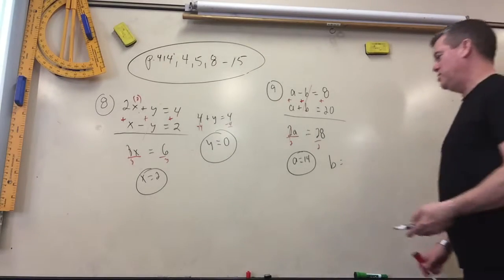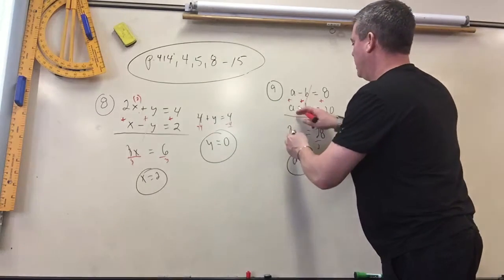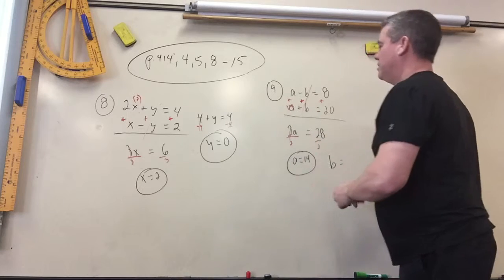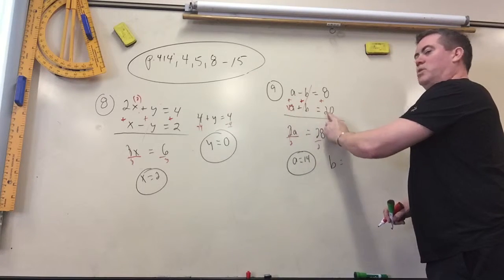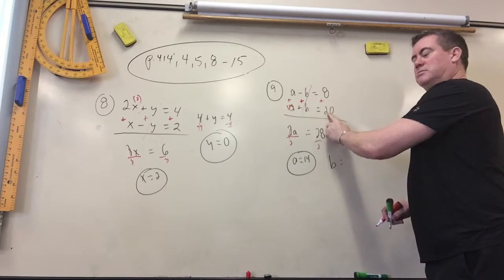And then this one's an easy one to figure out. Since A is 14, I'll just put it right there for A. 14 plus what is 20? 6.